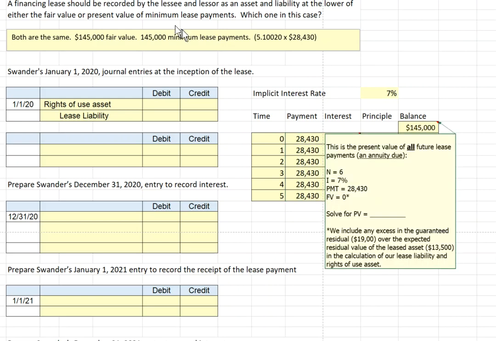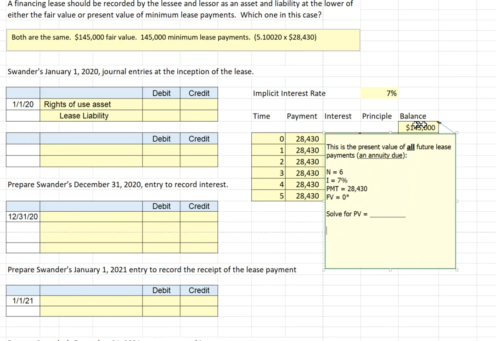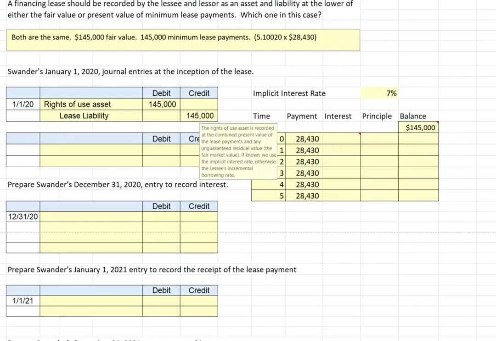We would calculate the present value, again, by taking a present value annuity factor and multiplying it by the lease payment. Or we could solve for it with our financial calculator, making sure we have our setting as an annuity due. It's for 6 periods, a 7% interest rate. The cash flows of the payments are $28,430, and in this case the future value is 0 because we had no residual value. And we would solve for the present value, which is $145,000.